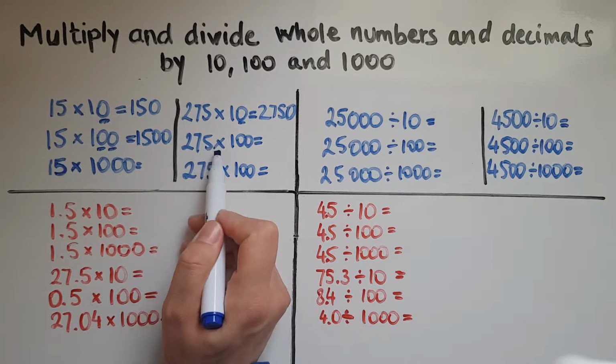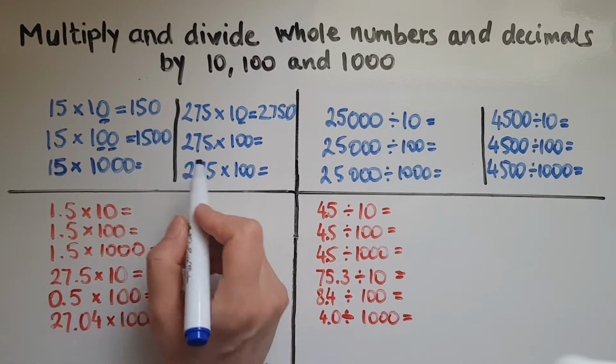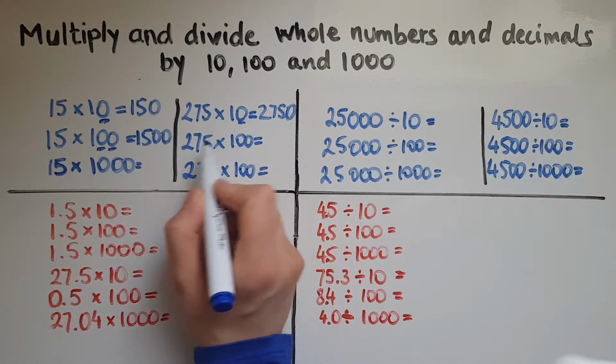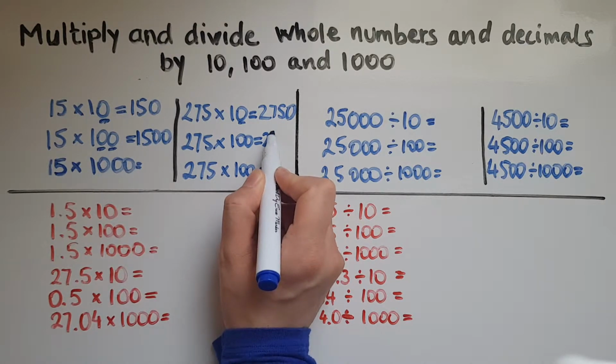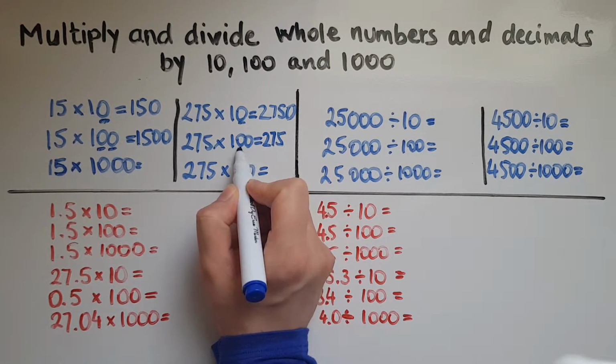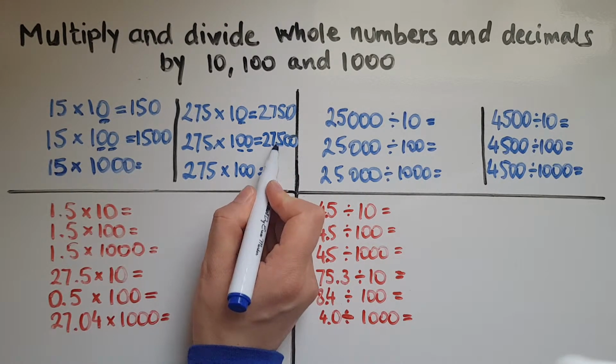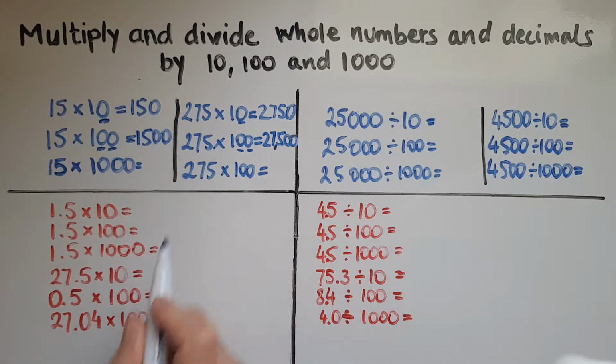275 times 100 this time around. So I'll rewrite 275, add the 2 zeros at the end. So this becomes now 27,500.